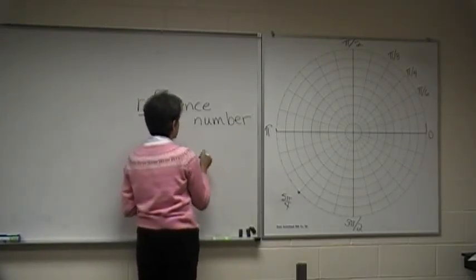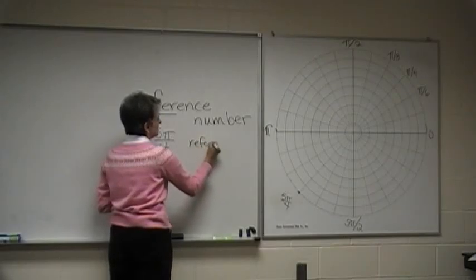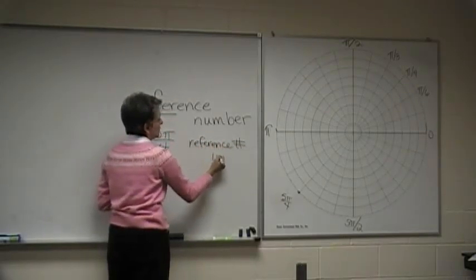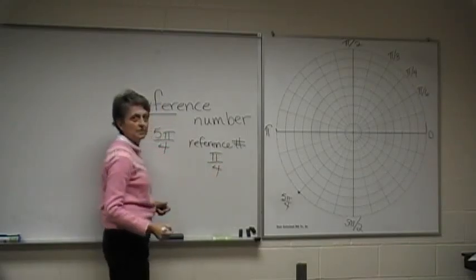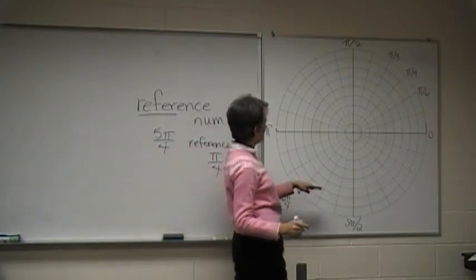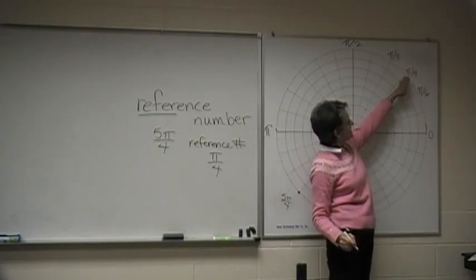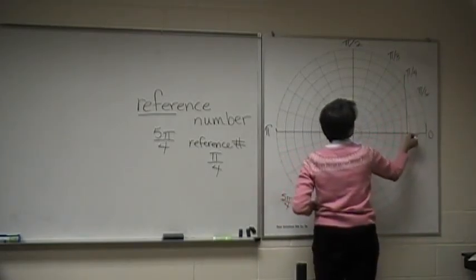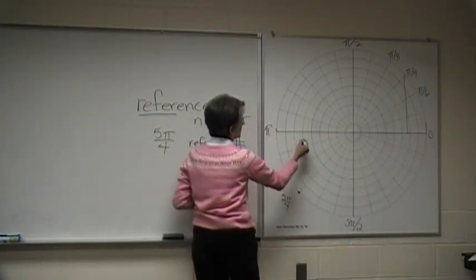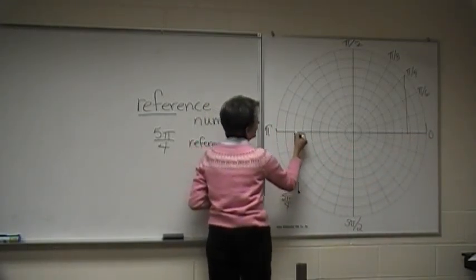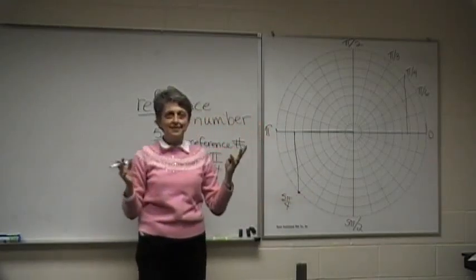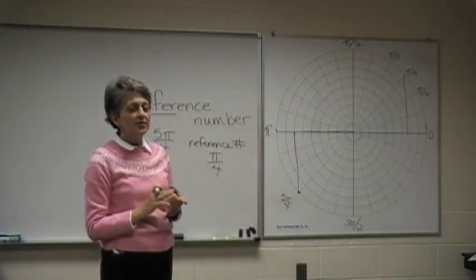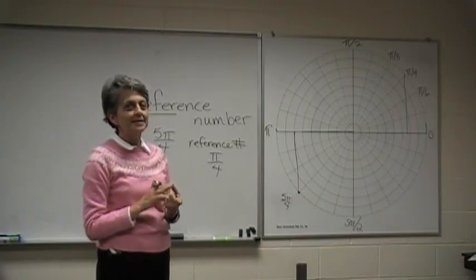Does it make sense that the reference number would be pi over 4? It's going to be exactly the same values as this. We'll go the same height, the same x. It will just happen to have negative numbers instead of positive numbers. So reference numbers are the distance from the x-axis.